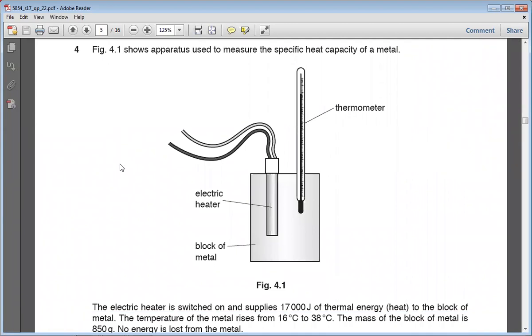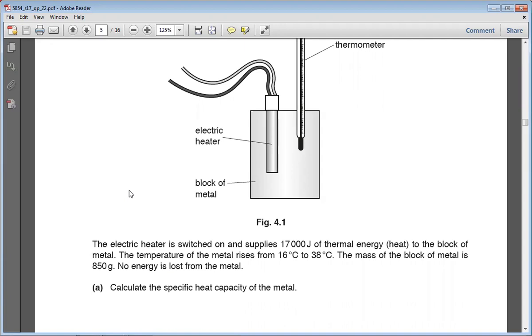He says figure 4.1 shows apparatus used to measure the specific heat capacity of a metal. Here you can see we have a block of metal. We have drilled 2 holes in the metal block. In one of the holes, we have put an electric heater, and in the other hole, we have put a thermometer. The electric heater is switched on and supplies 17,000 joules of thermal energy to the block of metal. The temperature of the metal rises from 16 degrees centigrade to 38 degrees centigrade. The mass of the block of metal is 850 gram. No energy is lost from the metal.